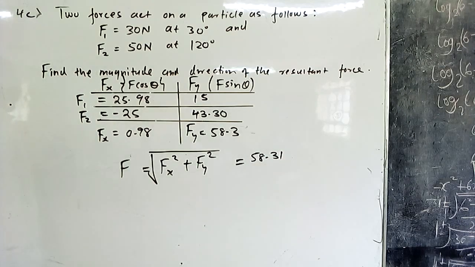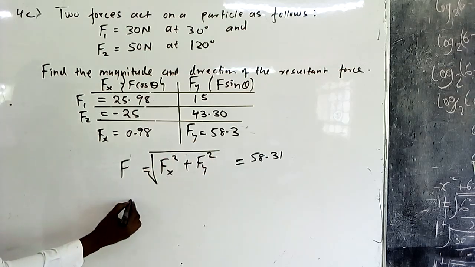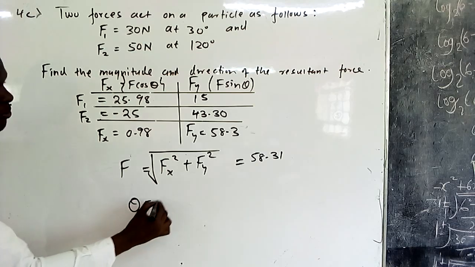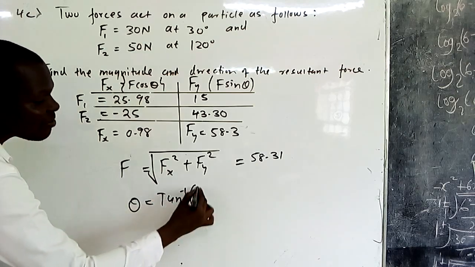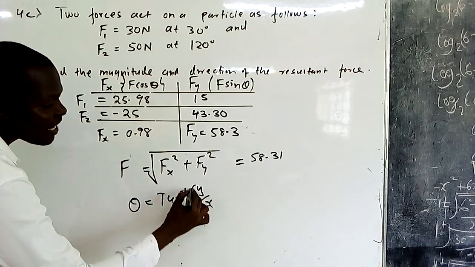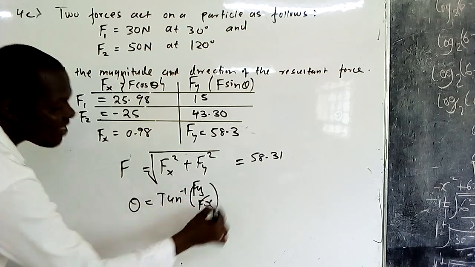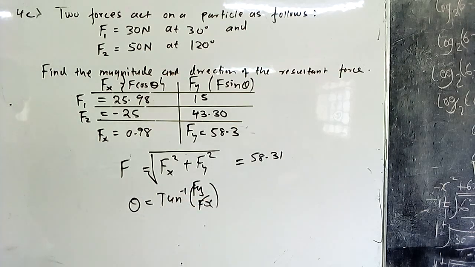58.331. Then from there, you move on to the next one. That is the magnitude, isn't it? What of direction? The direction is the theta. We found the direction is given by the tan inverse of y over x. So this means it is f of y over f of x, isn't it? So that's how to get direction.